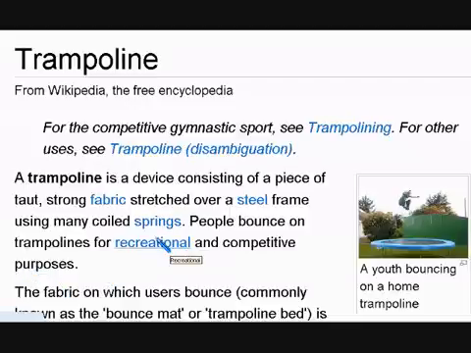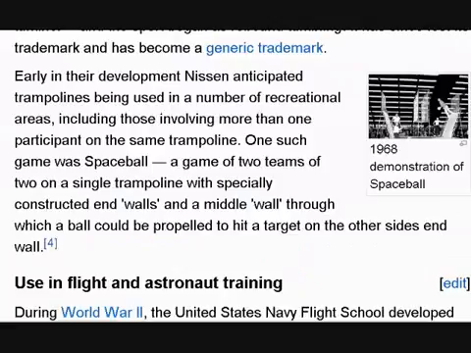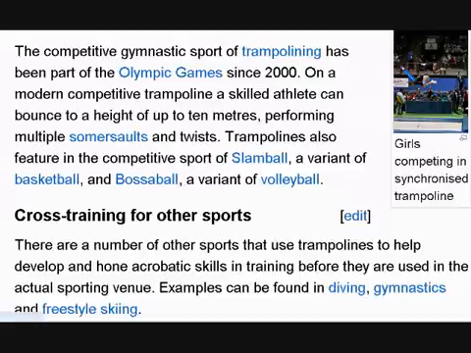Recreational just means for fun. Like this person's doing it for fun, but you could do competitive trampoline, like in the Olympics. I wonder if they have a picture here. Yeah, here we go. So here's competitive trampoline. They jump on here and they start flipping around.